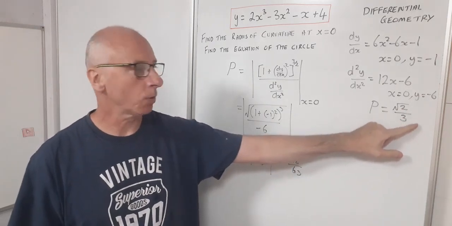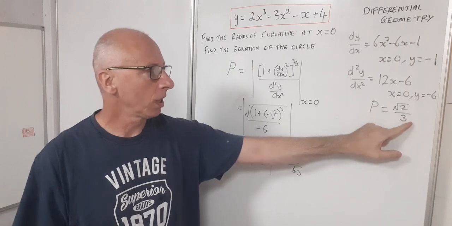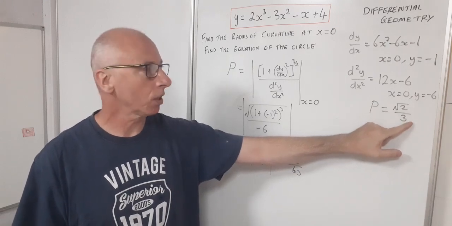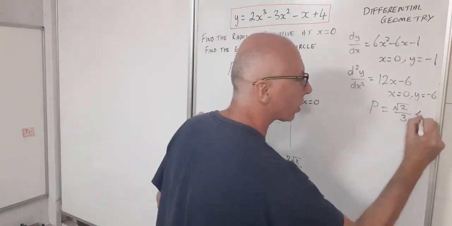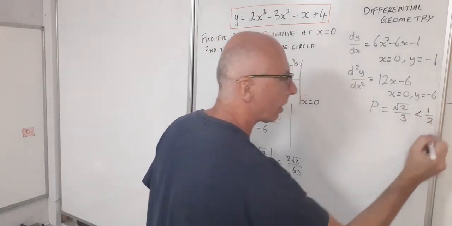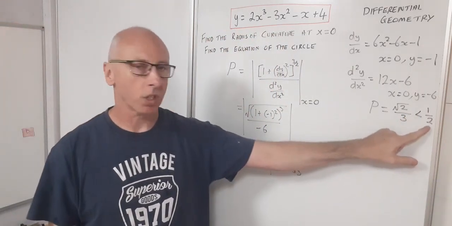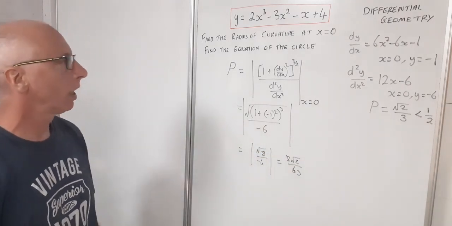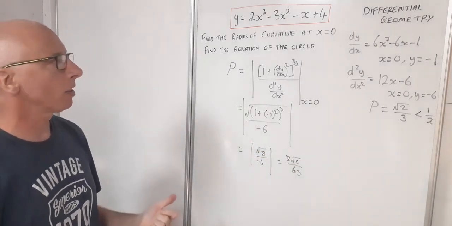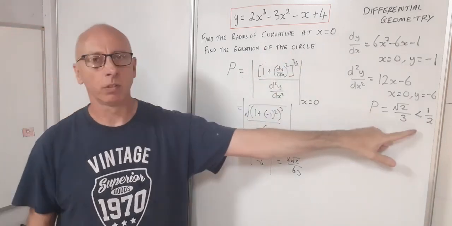Now if you plug that into a calculator, square root of 2 is just over 1.4. So 1.4 divided by 3, that's going to be just less than a half. So just to give us some indication, I'm just going to write that there as a guide to what we're looking at here. So we've got a radius of a circle which is only 1/2, or just under 1/2. Okay, now we've got the radius of curvature. Let's have a look at the equation of the circle that will make.